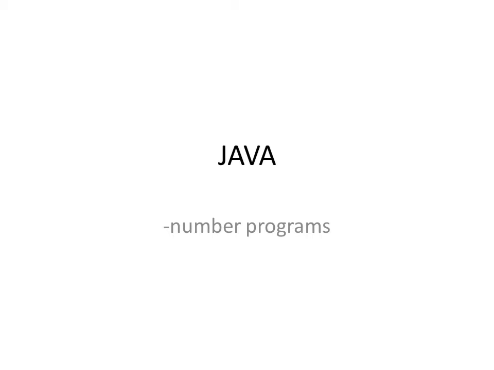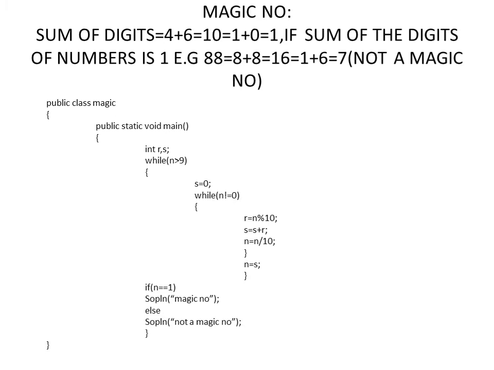Now, before understanding the magic number program, we need to understand what a magic number is. Magic number is basically sum of digits. For example, if a number is 46, when I extract the digits of 46, they are 4 and 6. When I do the summation of those digits, 4 plus 6 is equals to 10. Again, I resum that 10 to make it a single digit number. 1 plus 0 is equals to 1.